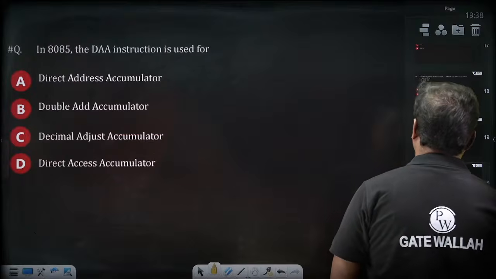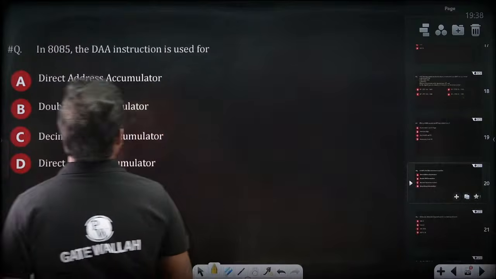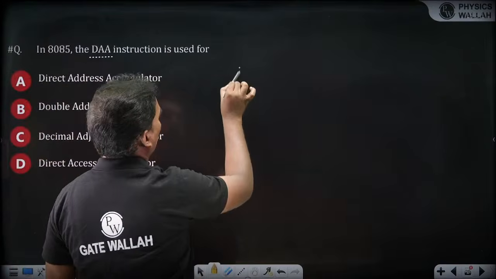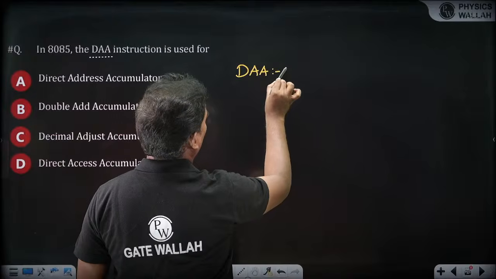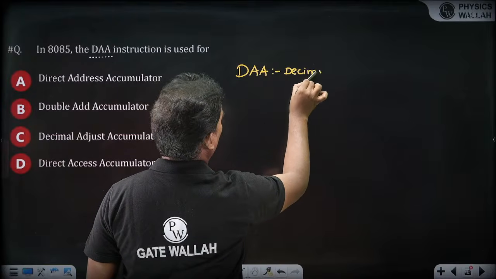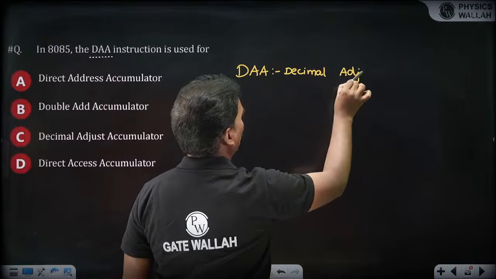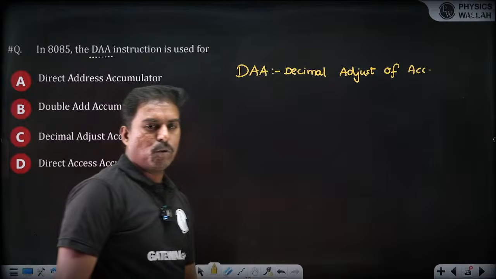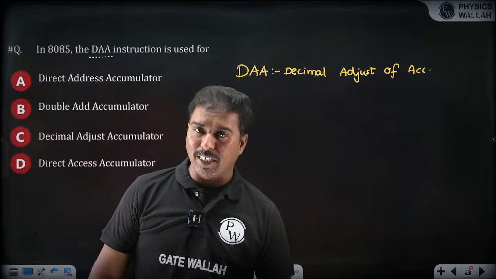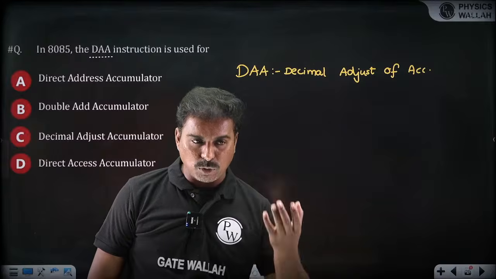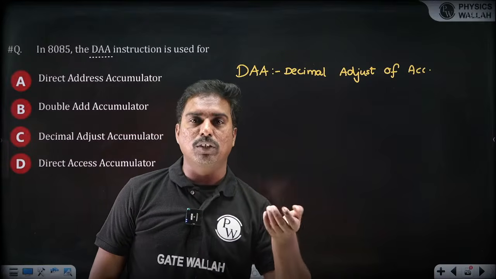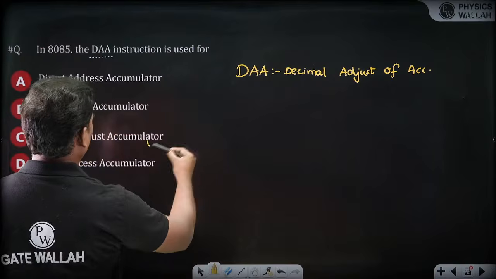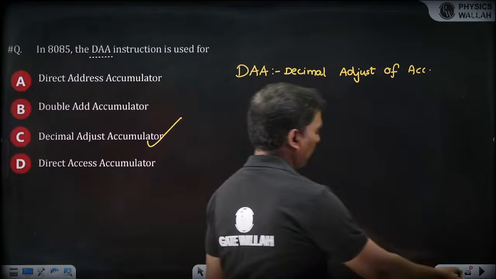Now what is this instruction? In 8085, the DA instruction is used for dash. What is this DA? See, actually DA stands for decimal adjust of accumulator. So whenever you are performing addition, the result may sometimes be in hexadecimal. So that hexadecimal value has to be converted to decimal. So उसके लिए हम एक instruction use करते हैं, उसको हम बोलते हैं DA, decimal adjust accumulator. So option C is the right answer. Next.